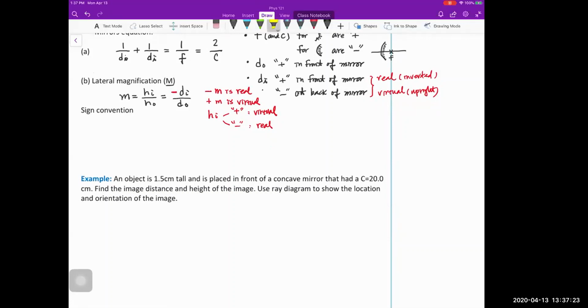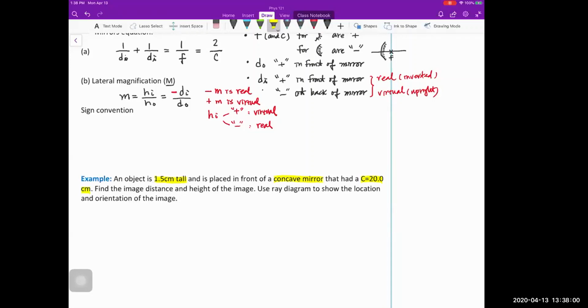So the key things to identify: 1.5 centimeters is the height. The object is located at a certain place, which it doesn't tell you, but it tells you the mirror has a 20 centimeter C. It's also important to know what kind of mirror you have. You have a concave mirror, and the concave mirror is going to tell you the orientation of where the F is located.